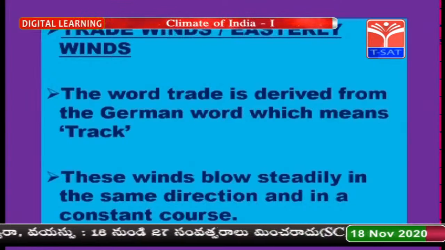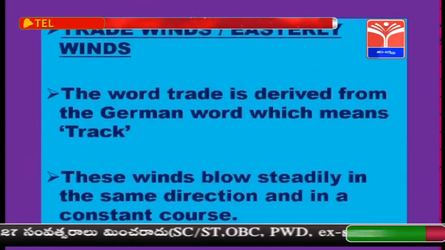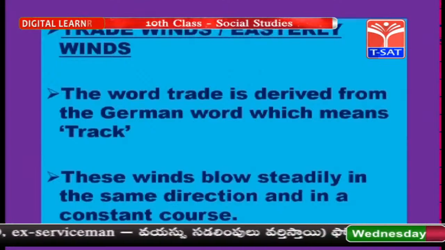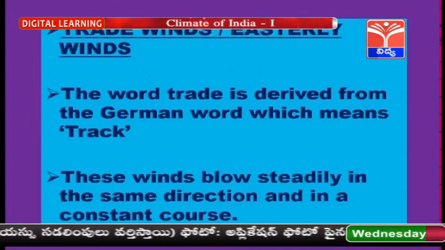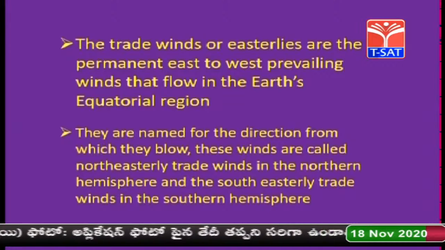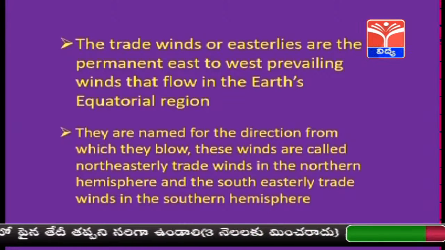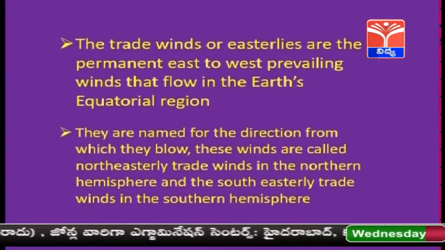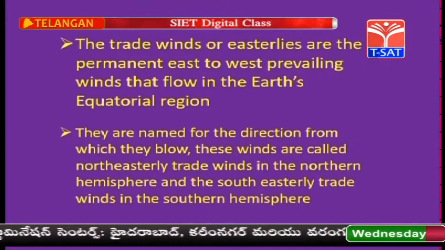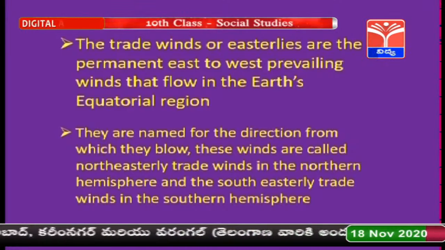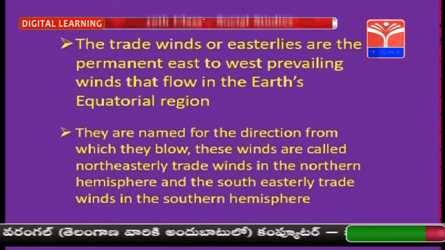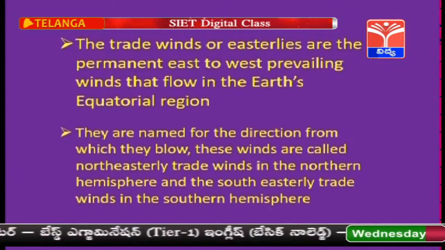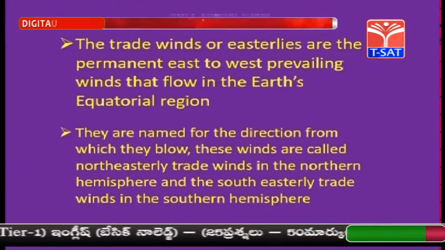The word trade is derived from the German word which means track. These winds blow steadily in the same direction and in a constant course. The trade winds or easterlies are the permanent east to west prevailing winds that flow in the Earth's equatorial region. They are named for the direction from which they blow. These winds are called northeasterly trade winds in the northern hemisphere and southeasterly trade winds in the southern hemisphere.